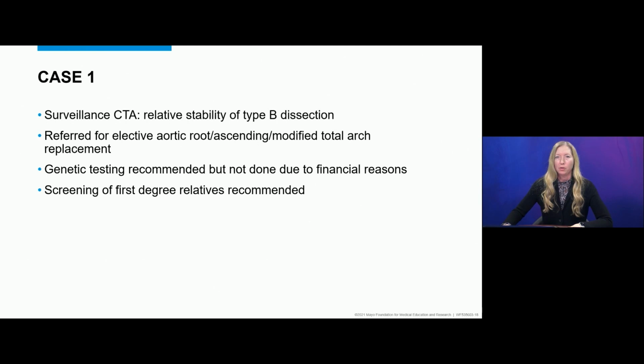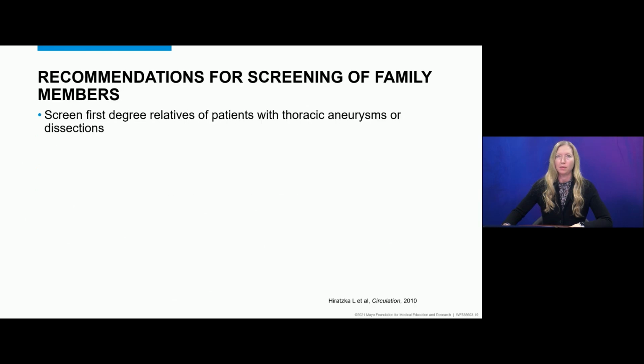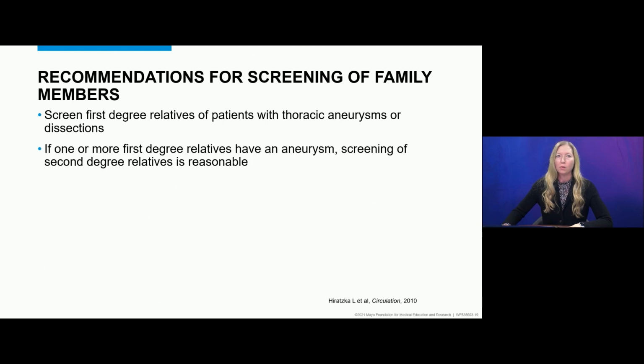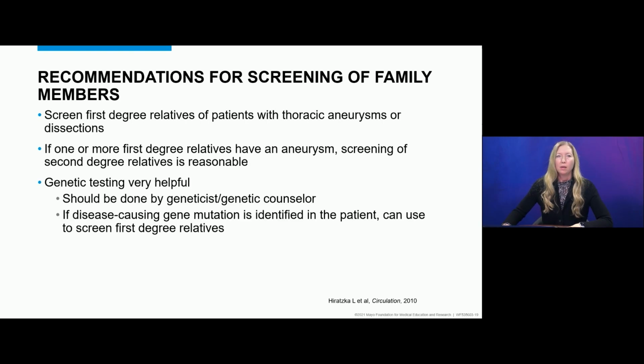We did recommend genetic testing, and it wasn't done for financial reasons, so then we recommended screening of his first-degree relatives. And this recommendation is from the thoracic aorta guidelines, so all first-degree relatives of patients with aneurysms or dissections should be screened. And if you find one or more relatives with aortic disease, then you extend your screening to the second-degree relatives. Genetic testing is incredibly helpful in these patients, but you really need to collaborate with a geneticist and a genetics counselor.